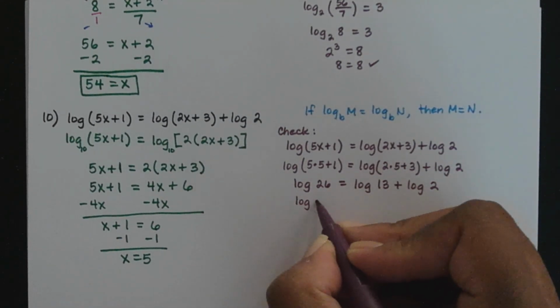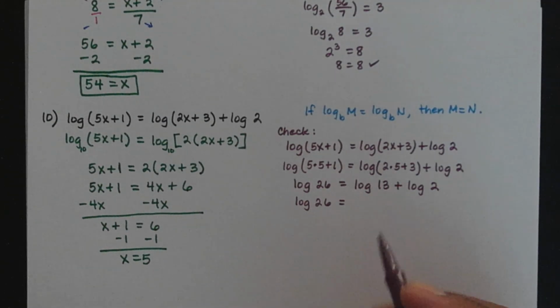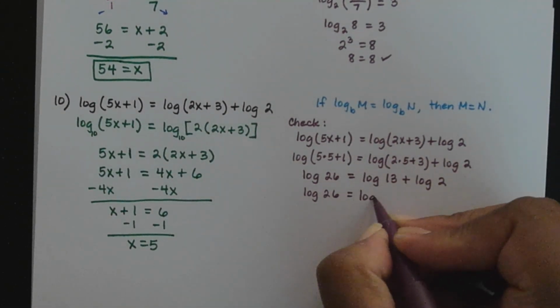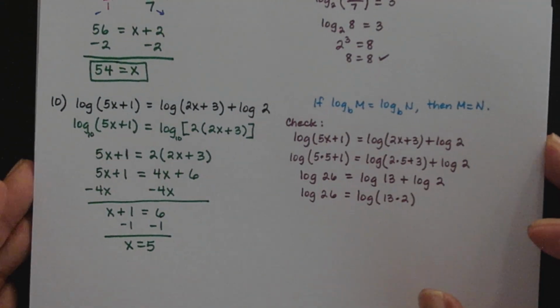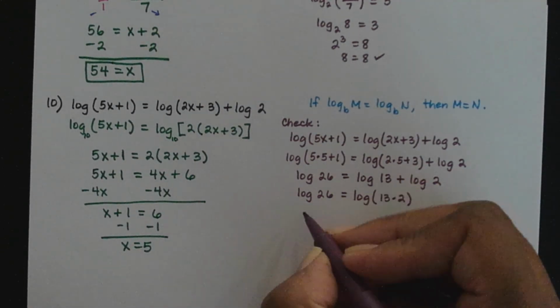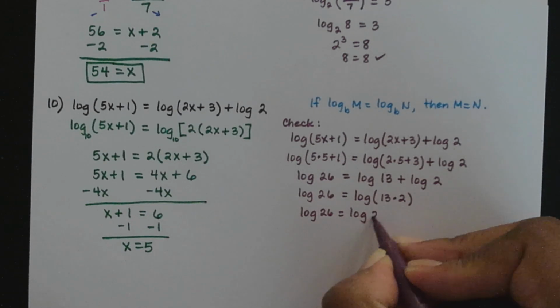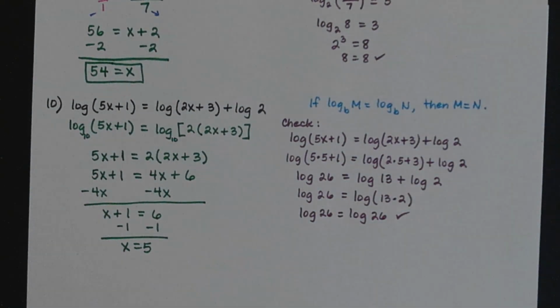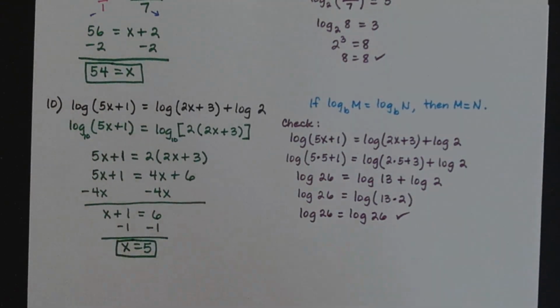Now on the right side, if I have the sum of the individual logarithms, I can condense that as the log of the product. So it'd be log of 13 times 2. And what's 13 times 2? 26. So I have log of 26 equals to the log of 26. And I can end that check right here because the left side equals the right side. So that means x equals 5 is the solution to that logarithmic equation.